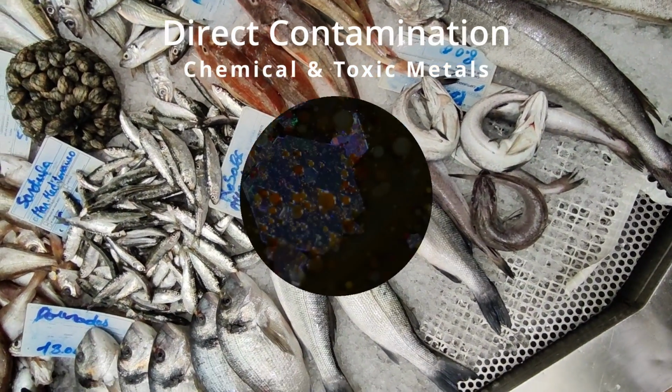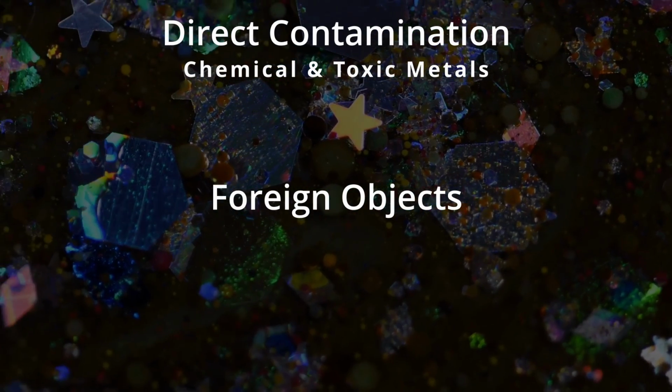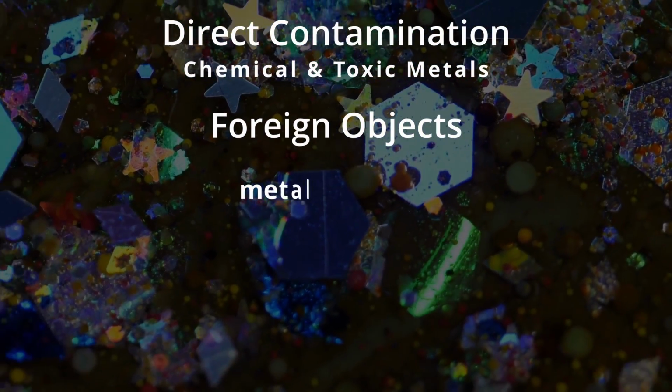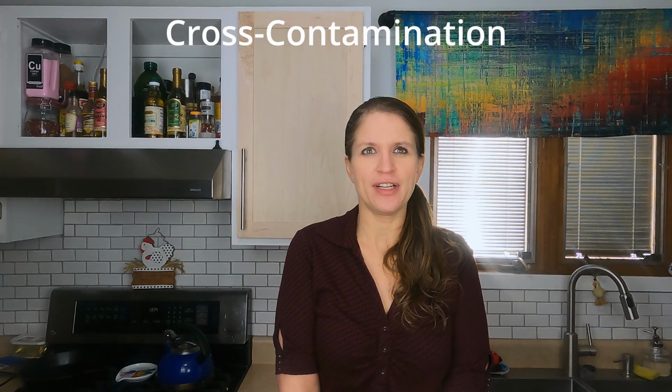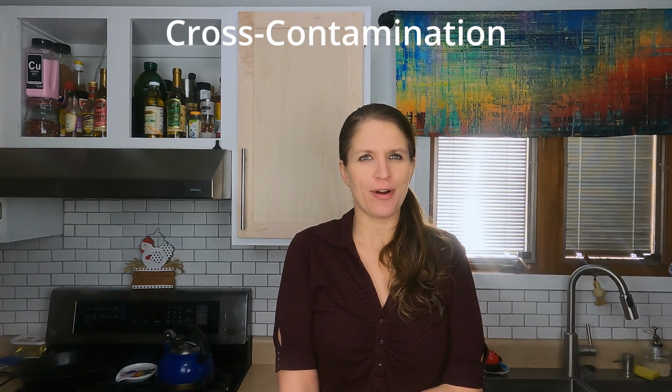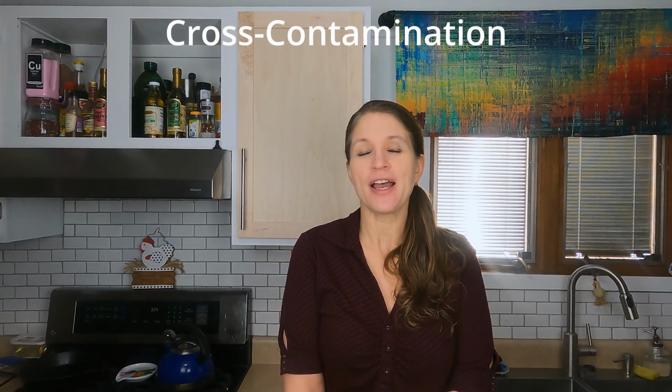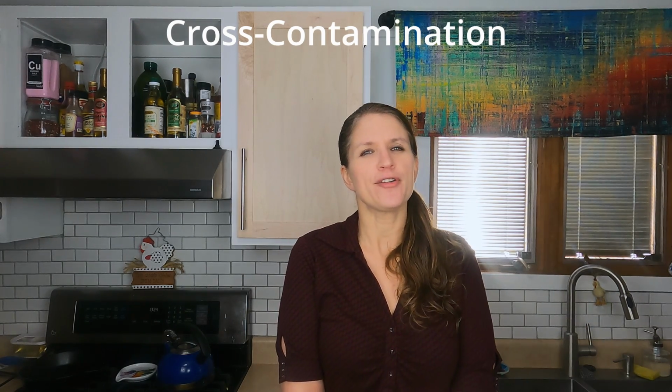Another form of direct contamination is when a foreign object finds its way into a food source. These include metal shavings from a worn can opener, pieces of glass from a broken container, hair, and dirt. Cross-contamination is the next form of contamination in the kitchen, and there are several ways to reduce cross-contamination depending on the source. The first source is your body.